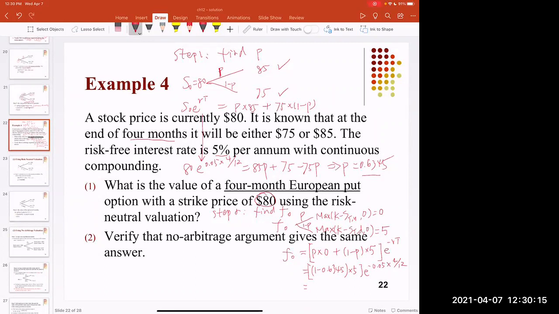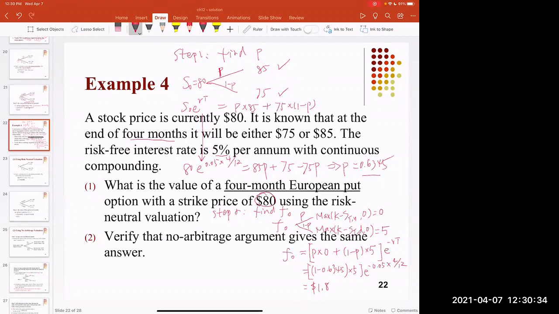Is it 1.7973? Yeah, you are there very fast. So 1.8. Okay, you can keep 1 decimal or 2 decimals in the last step. Yes, 1.8.